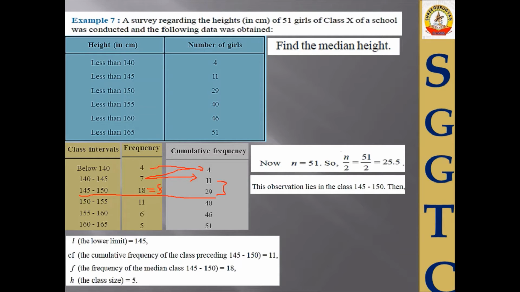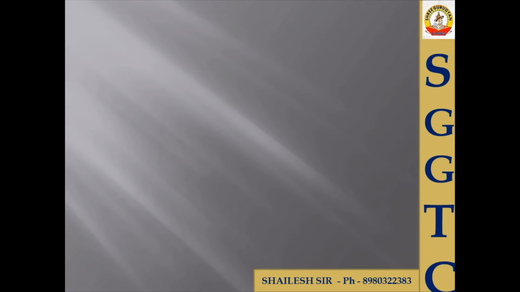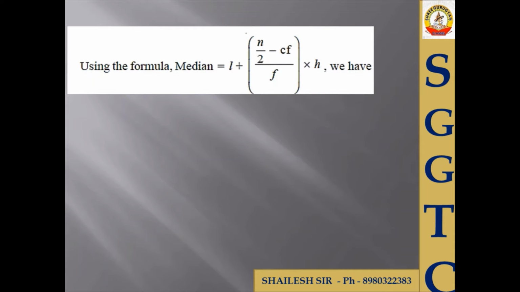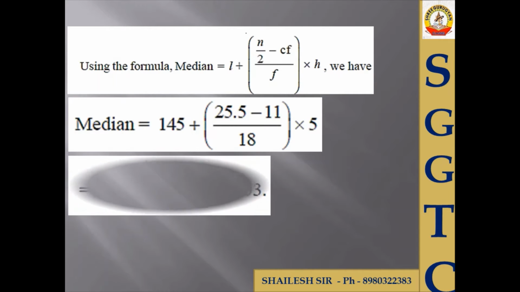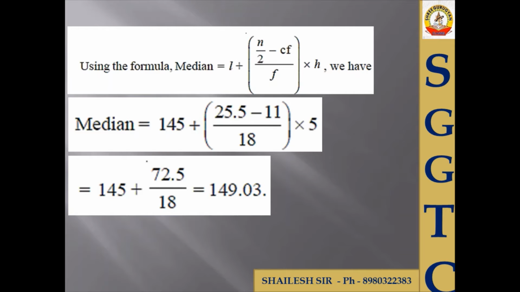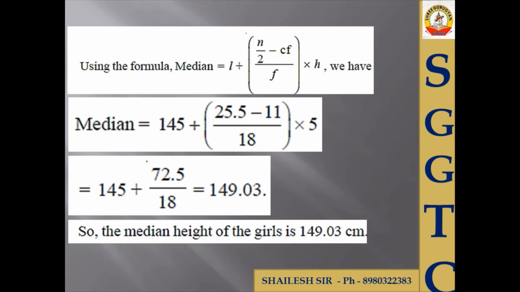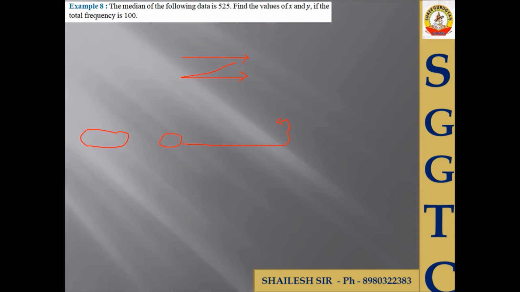Now look, students, your total is 51, so you write 51 by 2. The formula is L plus (n by 2 minus CF) upon f, into h. Put in the values and calculate further. Sure, you get 149.03. Yes students, 149.03 centimeters is your answer for this median.